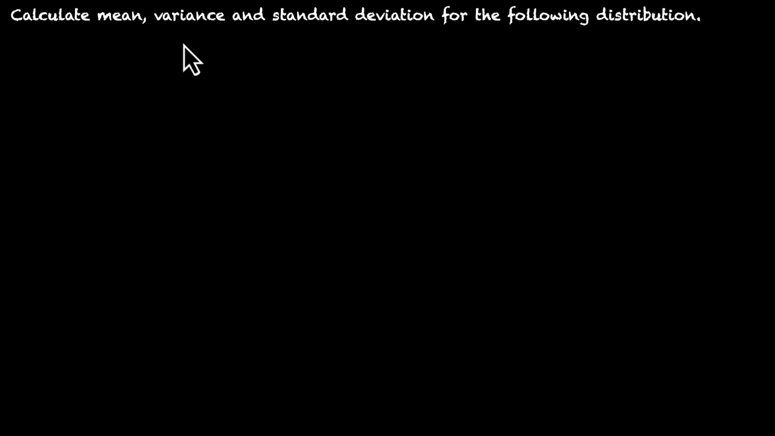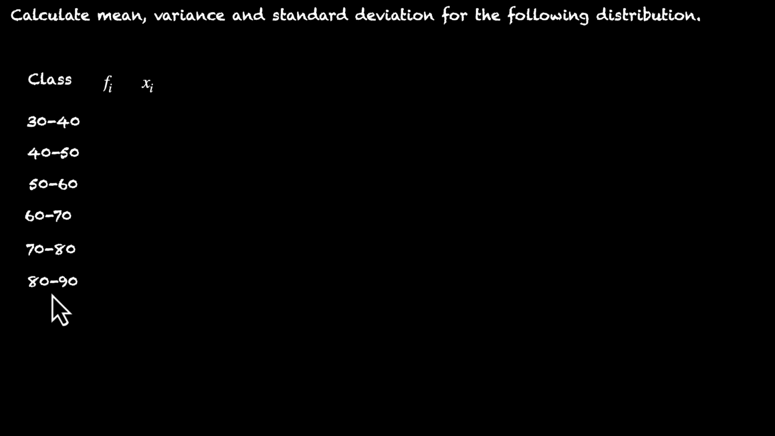Calculate mean, variance and standard deviation for the following distribution. We have the class and fi. We'll also write xi as well because we'll take the midpoints for the classes. Classes 30 to 40, 40 to 50, 50 to 60, 60 to 70, 70 to 80, 80 to 90 and 90 to 100. The corresponding frequencies are 3, 7, 12, 15, 8, 3 and 2.